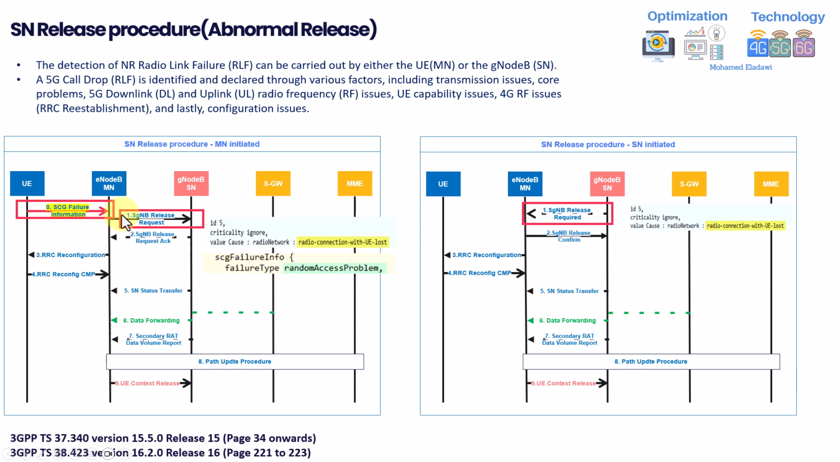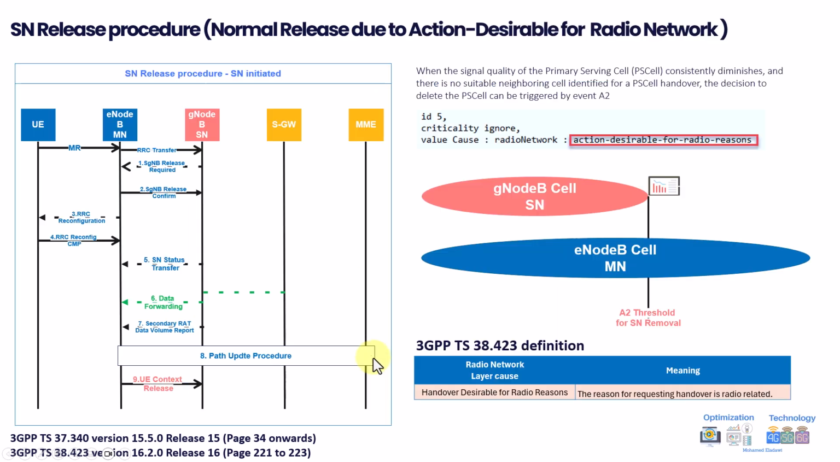Now let's explore normal and abnormal release call flows for some of the examples shown. In the next slide, I'm showing the case where the secondary node release procedure is normal, due to action desirable for radio reasons. When you see this one, you might get confused and think it's abnormal. No, it's not abnormal. This is a radio release, and this is usually primarily because of the A2 threshold.